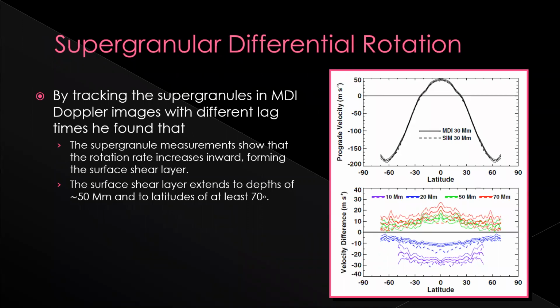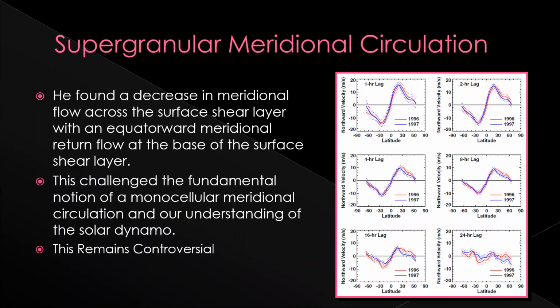So if we look at the differential rotation he found here, we can see that the supergranule measurements show that the rotation rate increases inward, forming a surface shear layer. The surface shear layer extends to depths of about 50 megameters and to latitudes of at least 70 degrees. Similarly, we can plot the meridional flow. He found a decrease in the meridional flow across the surface shear layer with an equatorial meridional flow at the base of the surface shear layer.